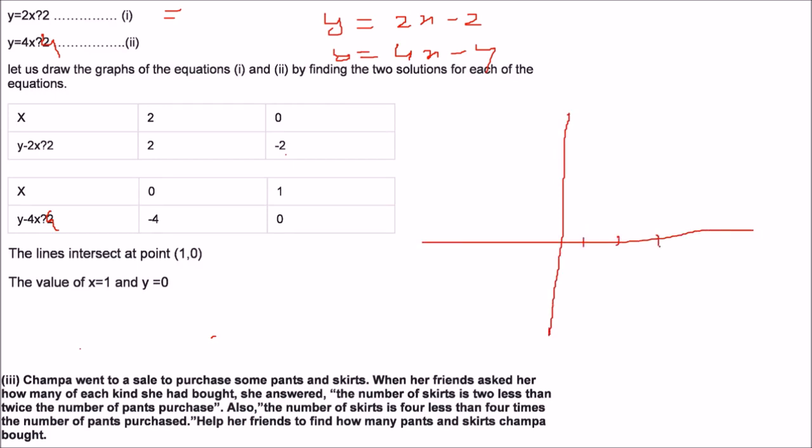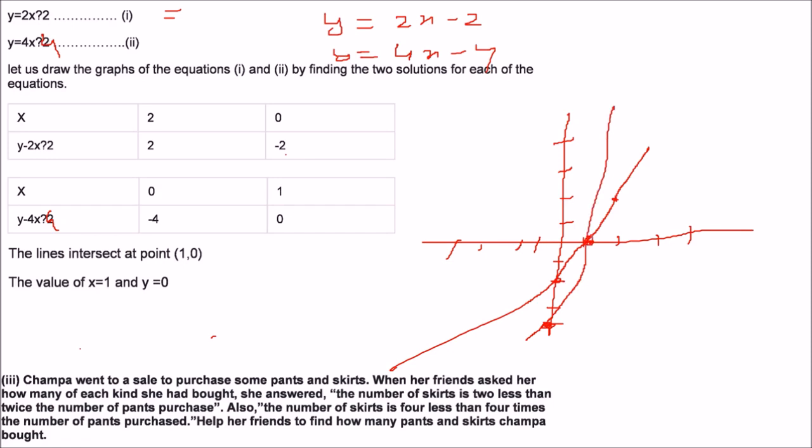1, 2, 3, 4 on each axis. Now x is 2, so y is 2. So x is 2, y is 2, this is our point. Then x is 0, y is minus 2. This is the point. Let us make it like this. Okay, this is our first line. The second line is y equal to 4x minus 4. That is, x is 0, y is minus 4, this one. And x is 1, y is 0, this one.